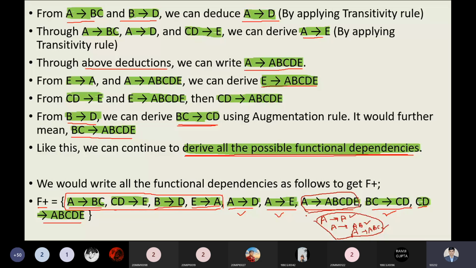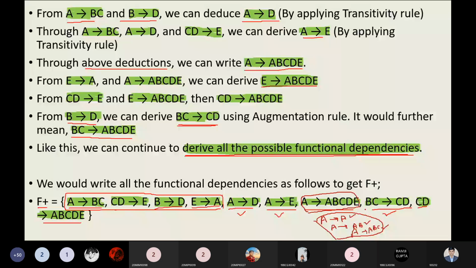Yes, of course, you can write A determinant to A B. We can get A determinant to A by the reflexive rule, and A determinant to B we are getting from our decomposition rule, from A determinant to A B C. From this perspective we can say A determinant to A B is also possible. Yes, of course, you can write it, but you have to justify it. Okay, now clear?